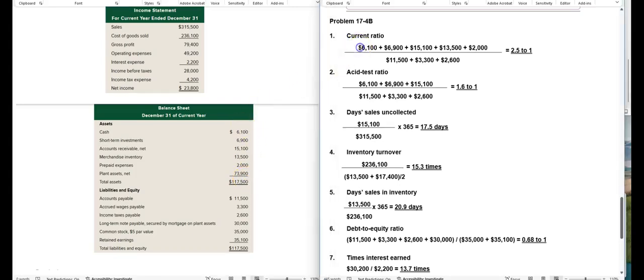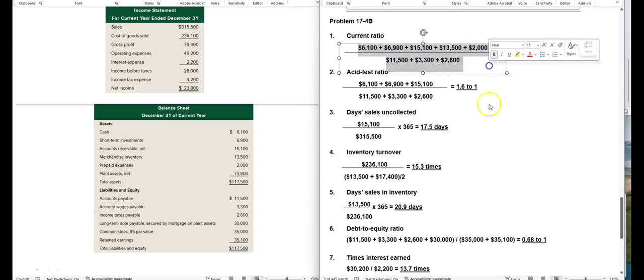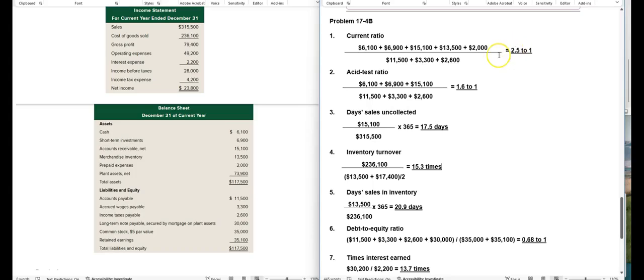So what the problem is doing is adding up all of our current assets, which is cash, investments, accounts receivable, inventory, prepaid expenses, and we're going to divide by our current liabilities: accounts payable, accrued wages payable, and income taxes payable. That one's long-term, so that's not a current liability. If I take my current assets, divide by my total current liabilities, I come up with a ratio of 2.5 to 1. Healthy, but it'd be more informational if I could then compare it to either the prior year or maybe the current ratio of my competitor.